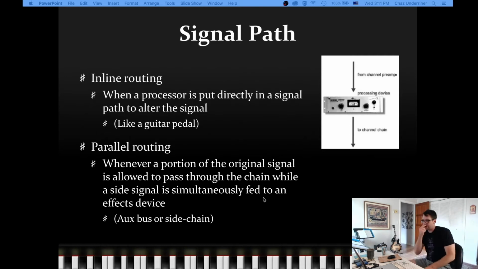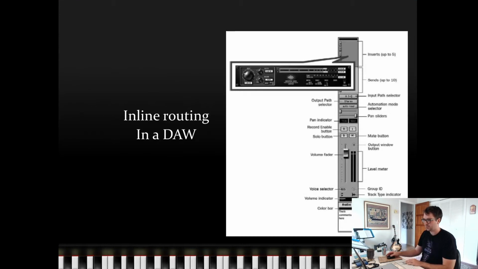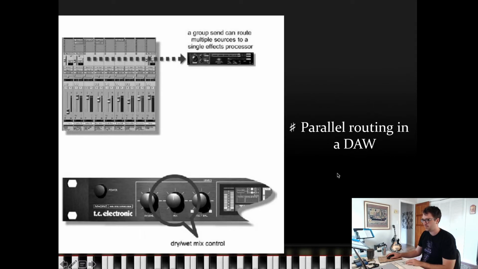So that's inline routing. Parallel routing is whenever you send the signal somewhere else, to what's called a bus or an auxiliary track or a sidechain or something like that, so that you have the original signal going through dry or unaffected, and you have another copy of the signal going into that extra output that has the effect on it, which will look something like this.